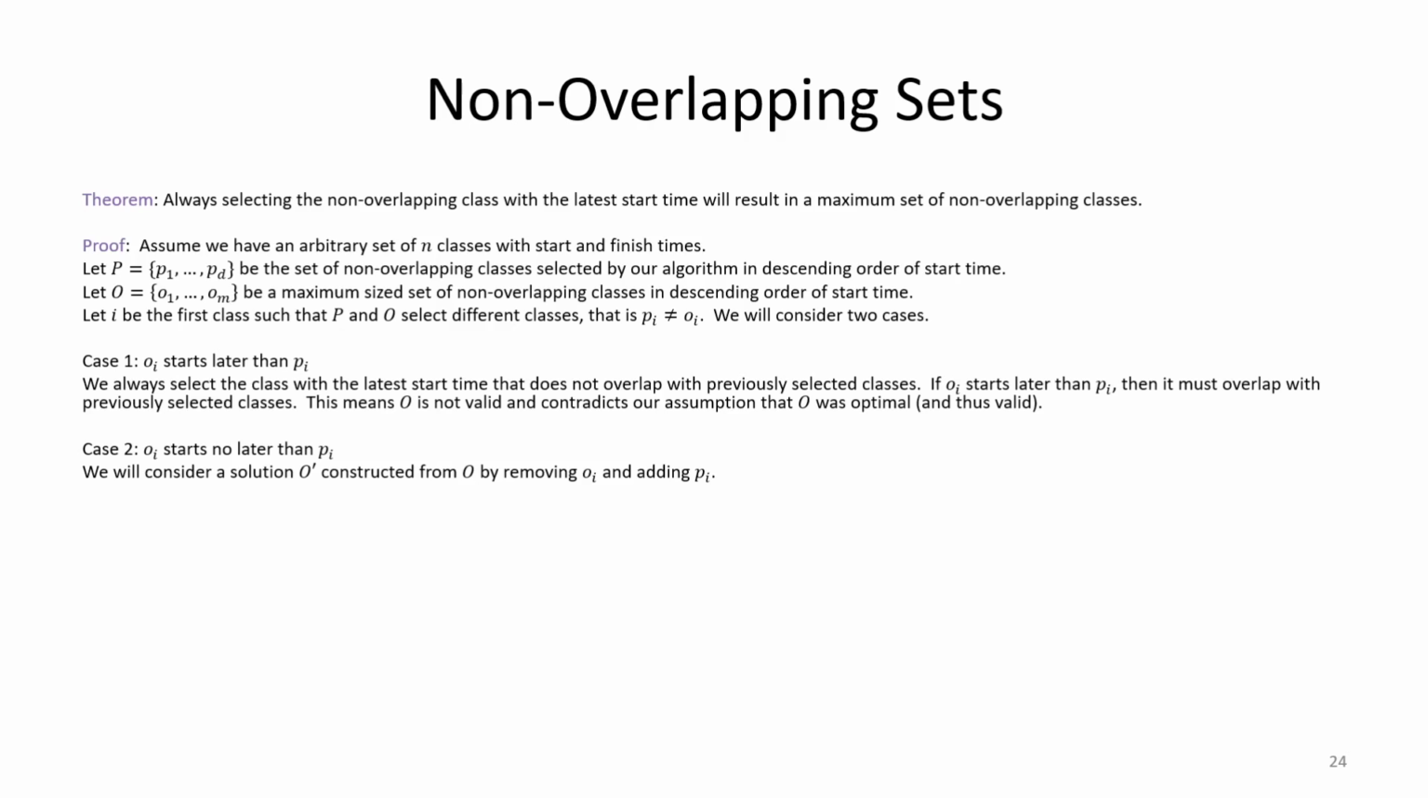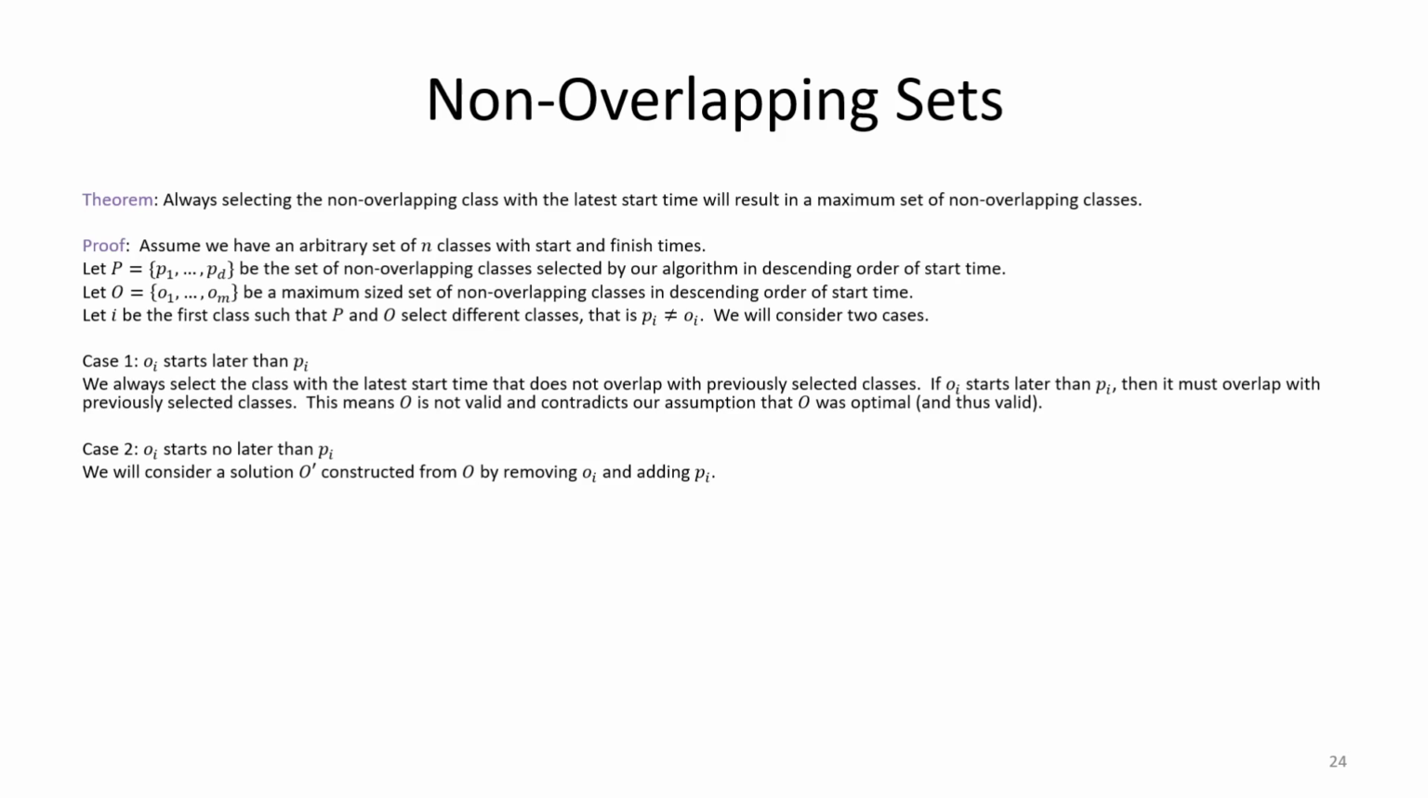Now, the first thing I want to mention, well, let's remind ourselves, what do we need to prove here? We need to show that O prime is still valid and it is still optimal. To show that it is still valid, what do we have to do? We have to show that there are no overlaps. So we have to show that PI does not overlap with any of the other elements of O. In particular, the ones that we added before, and the ones that we would add later on.